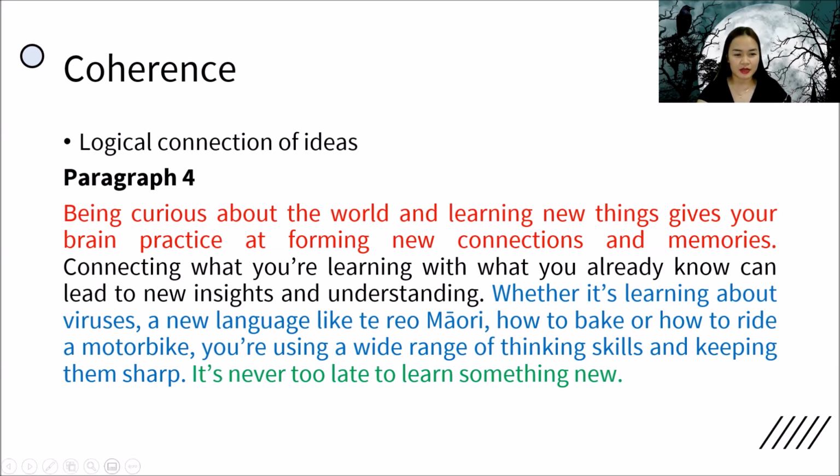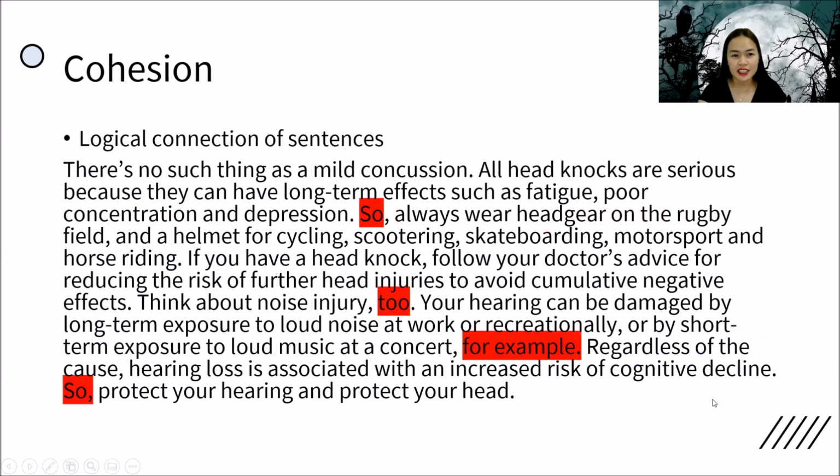Okay, moving on to the next one, cohesion. Cohesion is more technical. When it comes to cohesion, it's more about the connection of sentences. Look at the words. This is actually paragraph 5, "Protect it." So you protect your brain and your hearing, right? So look at the words that I highlighted: so, to, for example.